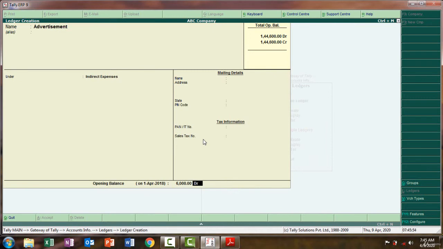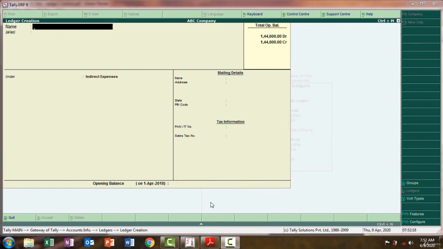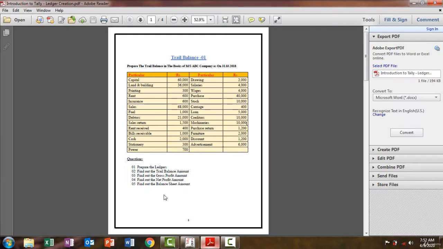You can see that if you debit, the total will be balanced, I mean equal. Debit side 144,600 and credit side 144,600. Then I'm going to put that in. Okay, yes. Now we are going to look at the question numbers.